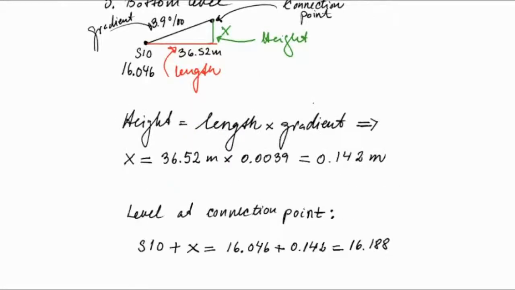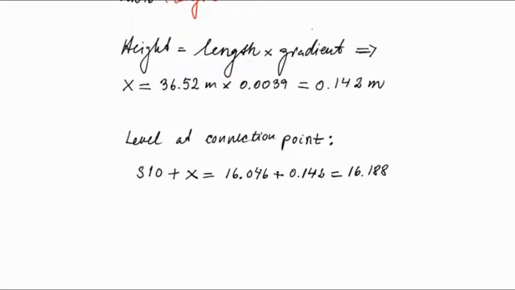To find the level at the connection point, I just add the 0.142 meter to the bottom level of S10, and this is what I have done down here. You can see that the formula is S10 plus the difference in heights. This is the level that is at well S10, and this was the value we just found. So the level at the connection point is going to be 16.188.